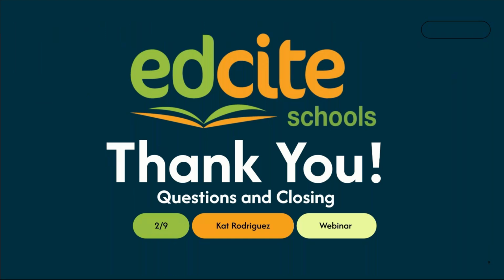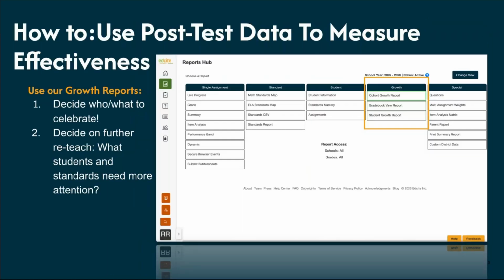And then our third objective was being able to use the post-test to measure whether or not our reteach was effective. And so for that, we're going to head into those growth reports. I put them back up on the screen just as a reminder. You'll go to your reports tab, go to those growth reports, and then from there, all you have to do is decide who and what to celebrate, and then decide who or what needs further instruction. So you can toggle between those reports, play back this webinar if you need to have that on while you're looking at those reports to really decide what to celebrate and where to continue to reteach.